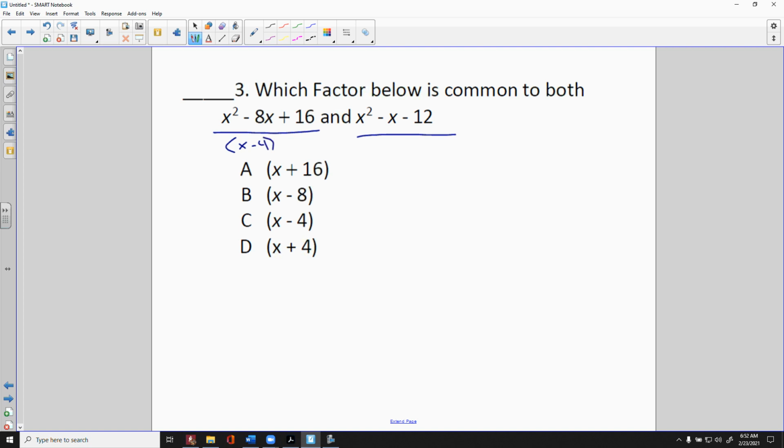So that works for the first one, but when I look at the second one, not a perfect square, I know it's going to be two factors, x and x. And so what multiplies to negative 12 but adds to negative 1? Right, well, I know it's going to be a positive and a negative, 3 and negative 4. Works. So which one do they have in common? Well, x minus 4. Cool.